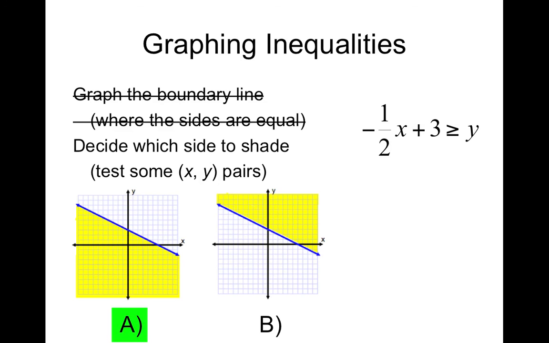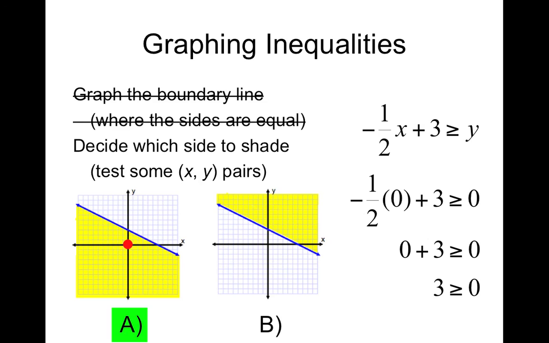If we test a few points, we can see that the points underneath the line make this inequality true. For example, if we try the origin, (0, 0), so plugging in a 0 for x and a 0 for y. Anything times 0 is 0, and 0 plus 3 is 3. 3 is greater than or equal to 0. That's a true statement. So that's the side of the line that makes the inequality true. That's what we're going to shade.